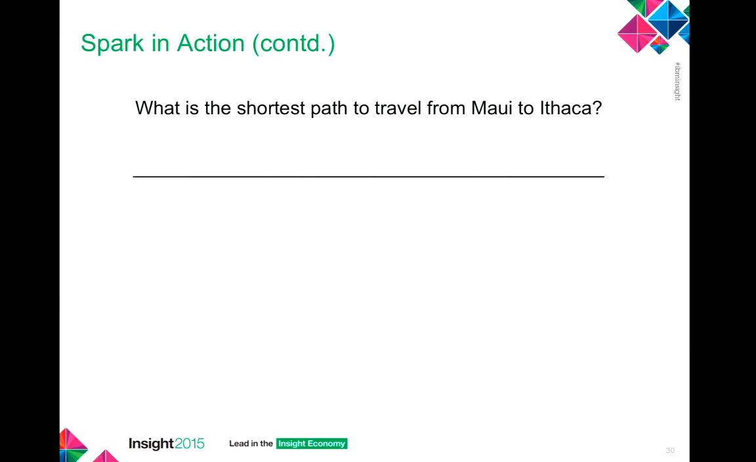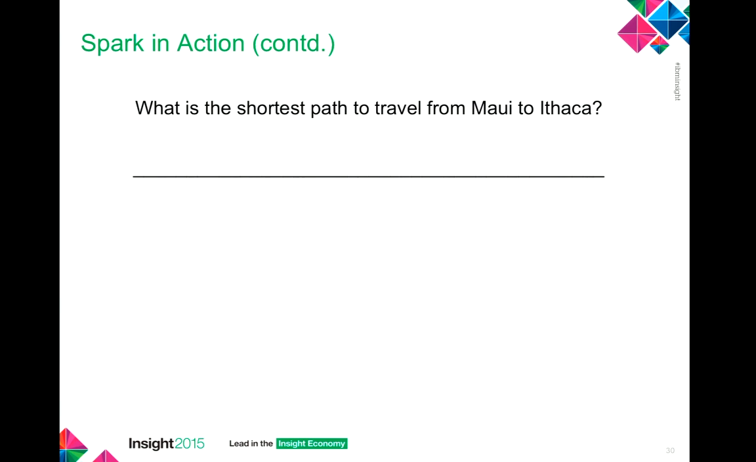Okay, moving on to our application, right? So talking about the different types of questions that you can ask the system, I'm going to now ask another question of our system, okay? This is a little tricky one. I have this airline data, records at a time. I want to figure out what's the shortest way for me to go from Maui to my daughter in Ithaca, okay? So how do I figure this out?